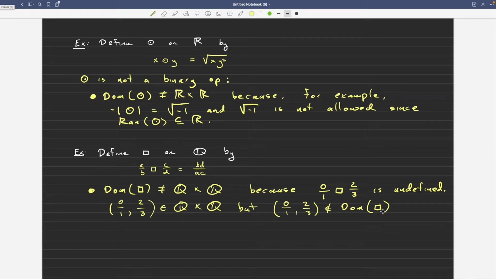So that shows me that Q cross Q and the domain of square are just not the same set because one set has an ordered pair that the other one does not.